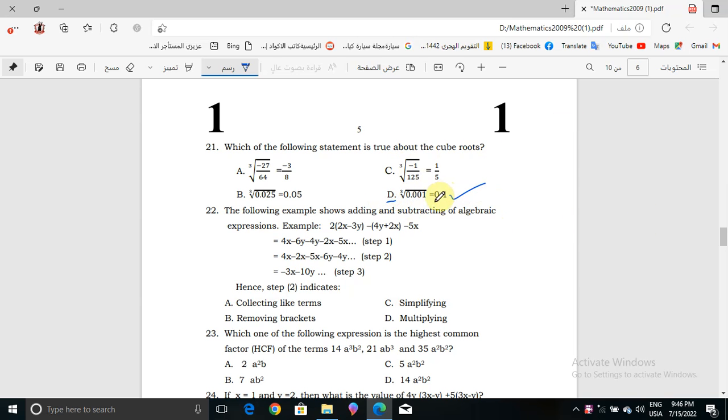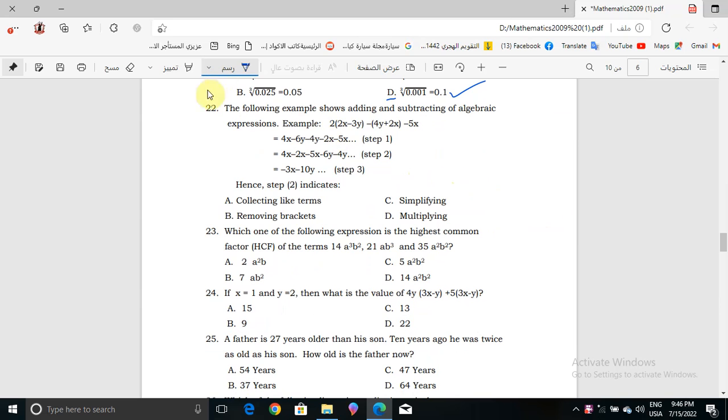Now in question number 22, it says what? The following example shows adding and subtracting of algebraic expressions. Example, 2 times 2x minus 3y minus 4y plus 2x minus 5x. Now here it says, hence step 2 indicates what? Collecting like terms, removing brackets, simplifying or multiplying. Of course it will be collecting like terms.